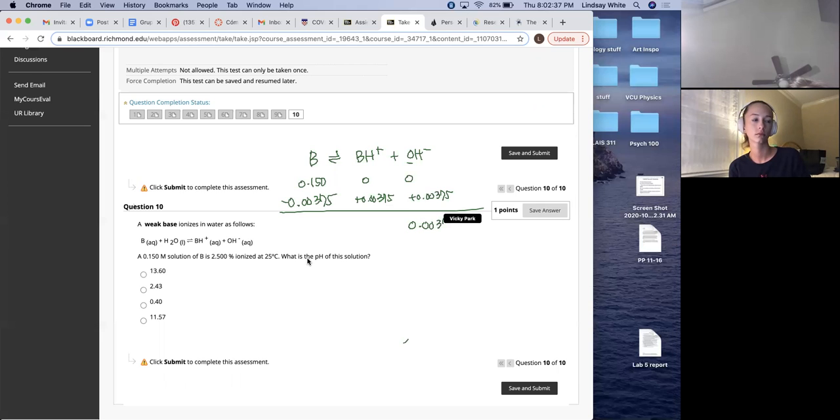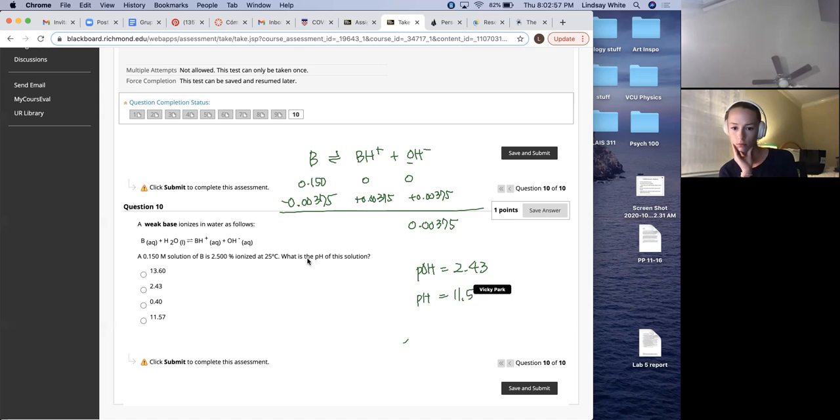So you end up with this much OH minus, right? So can I find pOH? I get 2.43. Can I find pH then? Okay.